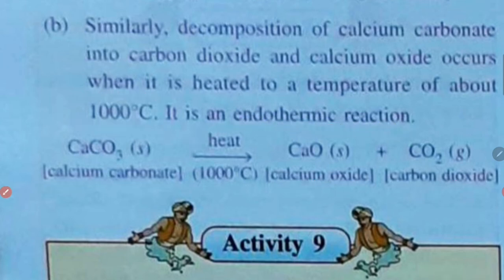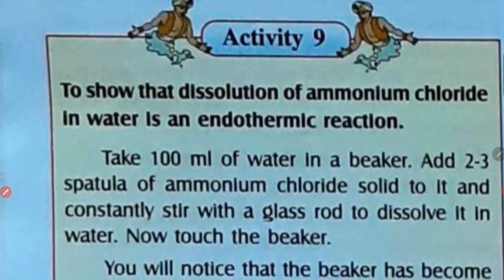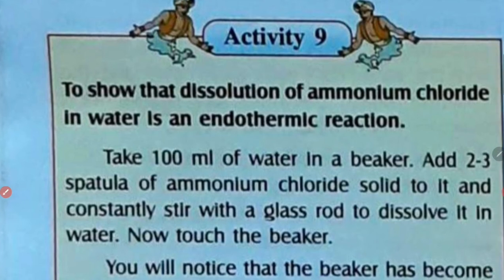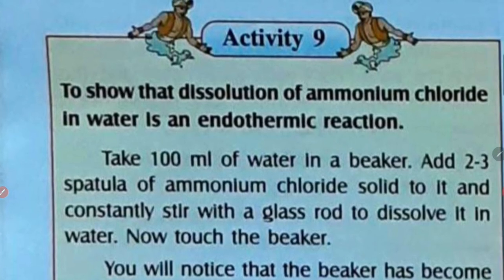Let us go through Activity 9, to show that the dissolution of ammonium chloride in water is an endothermic reaction. Take 100 milliliters of water, then in a beaker add 2 to 3 spatulas of ammonium chloride. Here spatula means a small spoon, probably you have seen it in the lab. Add the solid ammonium chloride to the water, and constantly stir with a glass rod to dissolve it.